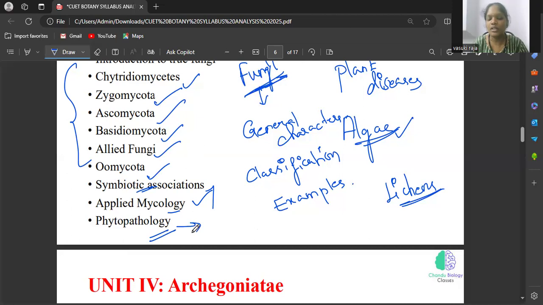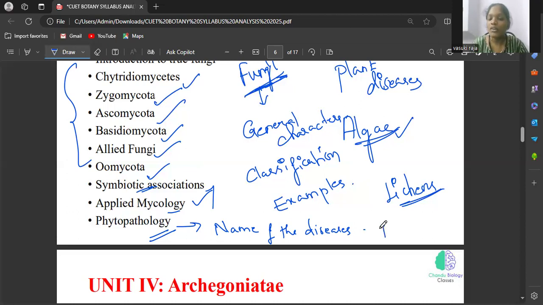And phytopathology, it is related to plant disease. So when it comes to disease, whenever you study a disease, you have to focus on certain things. What will be the name of the disease, and whether this disease is caused by a bacterium or a fungus or a virus or a protozoan, or which type of disease, and which microorganism is exclusively involved in causing this particular disease. So all these things are very important.